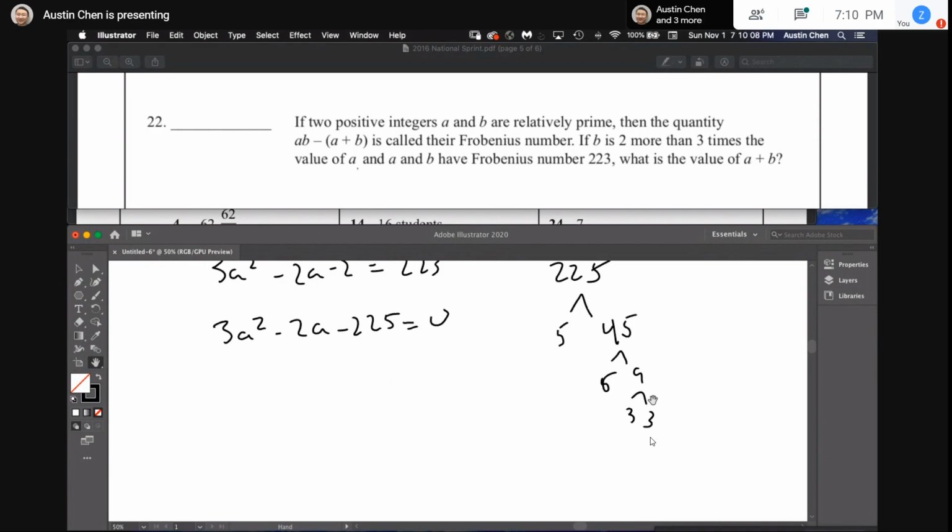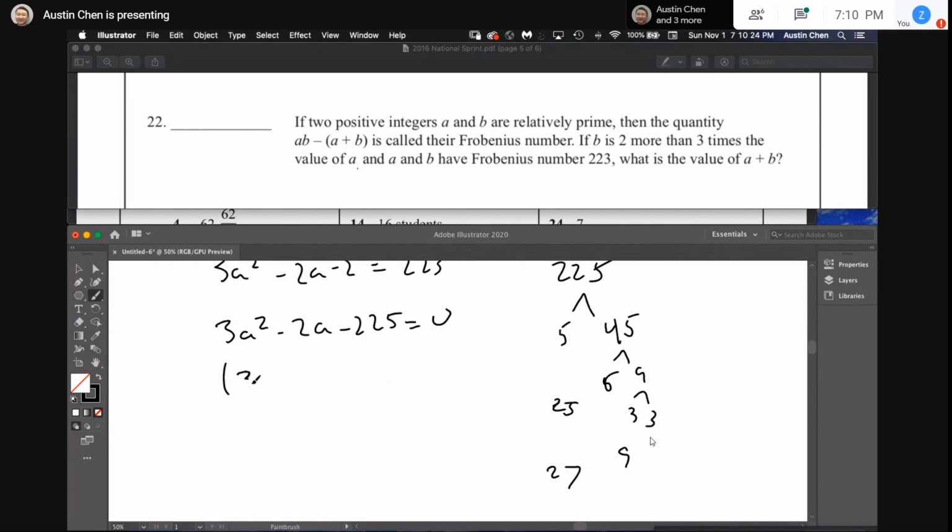Oh yeah, it actually does work. So if we use 9 and 25 here, we can use the 3 to triple the 9, so we have 27, and then this will have a difference of 2. So we can factor this as 3a plus 25 times a minus 9. So then we have 20 minus 27a, and we have 25a. So then we'll have minus 2a, and we also have the minus 225.